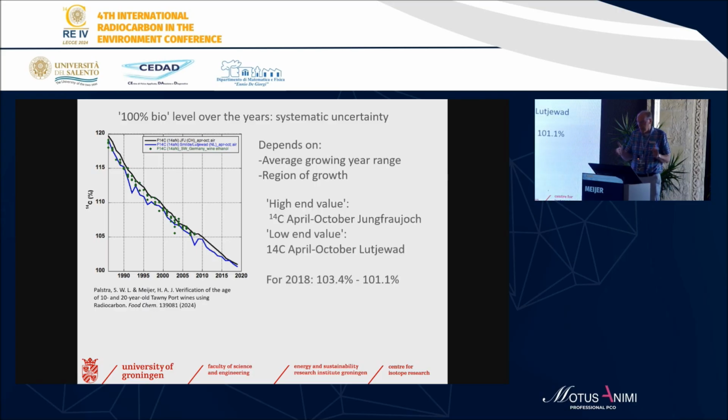Now then, the high-end value that we take is the April to October average of the 14C value of Jungfraujoch. That's the growing season average there. And the low-end value we take as the 14C April to October average of our Dutch station Lutjewad. And for the year 2018, that's the year where these biogas were produced, that's the range between 103.4% and 101.1%. So you see there's a bit more than 2%, if you will, uncertainty range there.